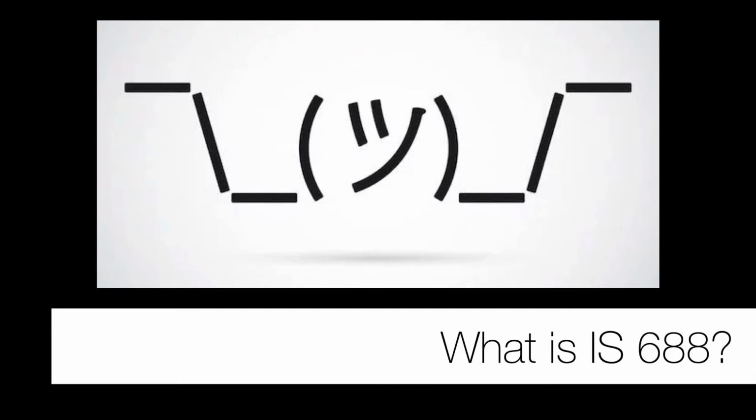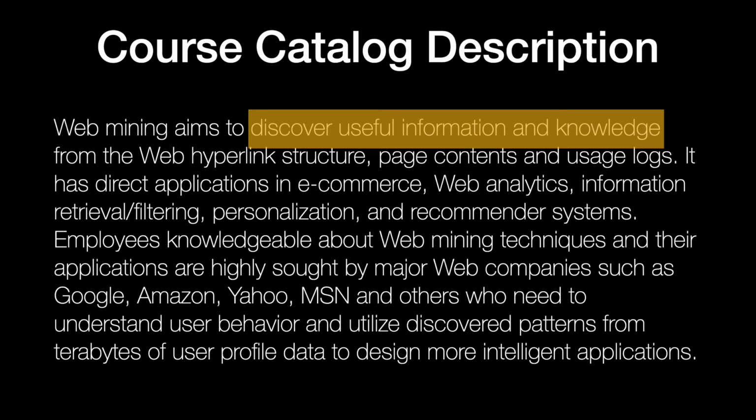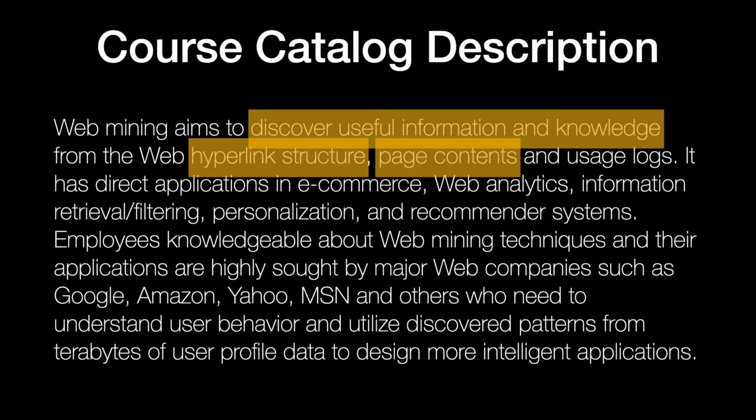Moving on from logistics to talking about what is 688. So first off, just from a high level, we can give you the course catalog description. Web mining, the name of the course, aims to discover useful information and knowledge from the web hyperlink structure, so the structure of the internet or the web, page content, so we can mine content of web pages, and usage logs, so how people are engaging with the content on these web pages.